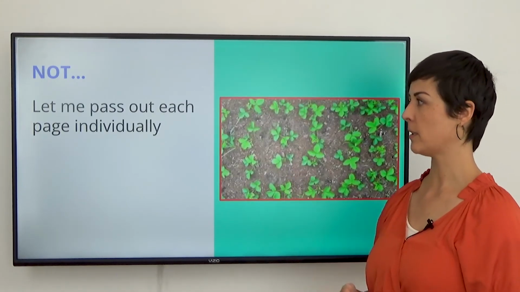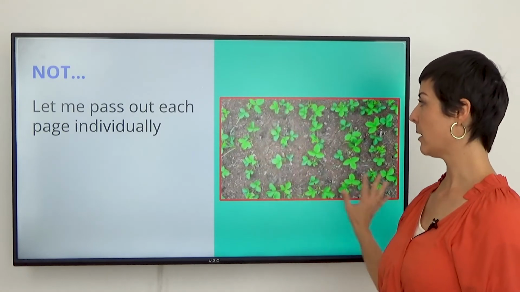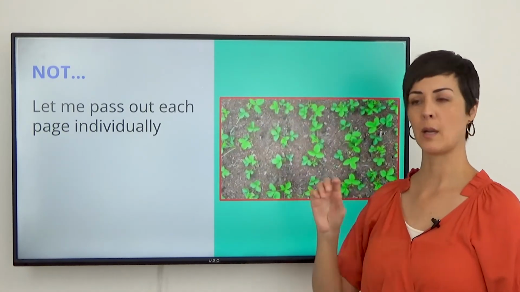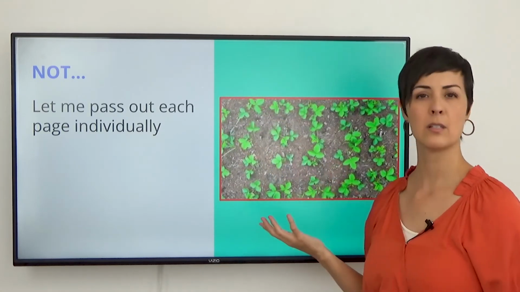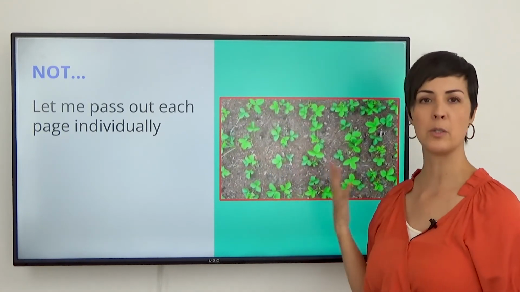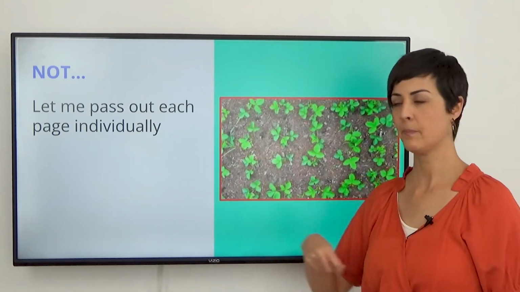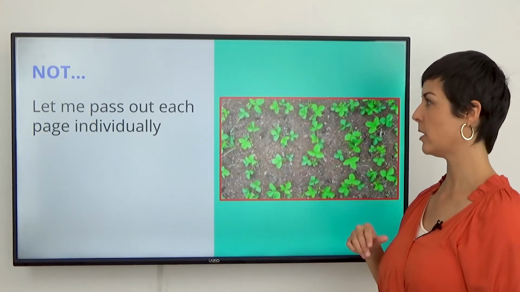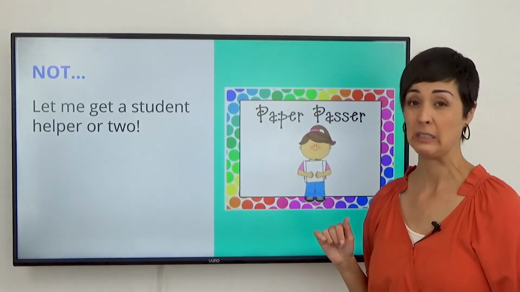So what we don't want to do is say, let me as the teacher pass out each page individually. That would be like when I planted my strawberry plants and I go and water each plant individually with my watering can. That's just not efficient, is it? Even if I am using a watering can just to go like this and water the group at a time. So we're not going to pass out each page individually, but we also don't want to rely on student helpers.